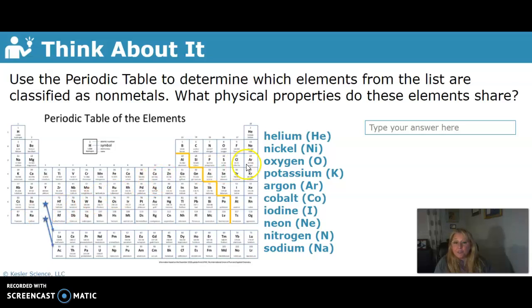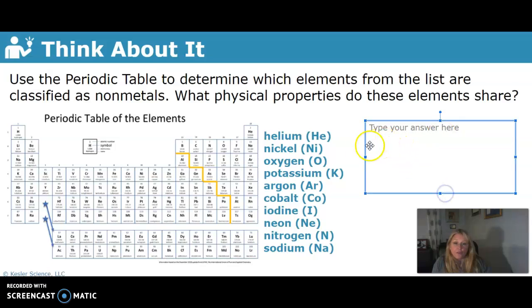And go ahead on this page and identify which of these elements are nonmetals. Type your answer in this box, and you can certainly extend it if you need more room. And underneath your list of these elements that are nonmetals, type out some of the physical properties that nonmetals share. All right, so now that you've done that, I'm going to use the think about it question as another review question, so make sure you're ready to answer that when we come together as a class.